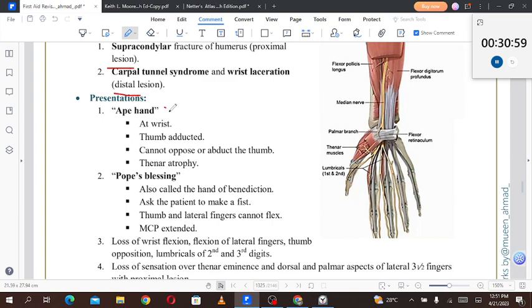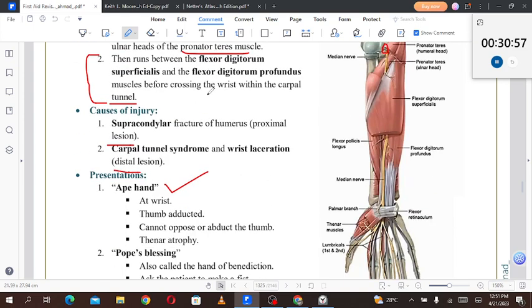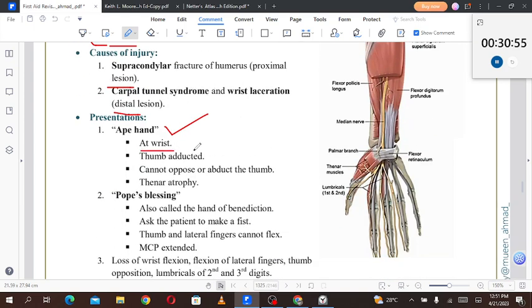There will be ape hand, or the monkey hand, for the median nerve. Remember, here at the wrist, ape hand at wrist. If there is damage at the wrist, there will be ape hand: thumb adducted, cannot oppose or abduct the thumb, and there will be thenar atrophy.